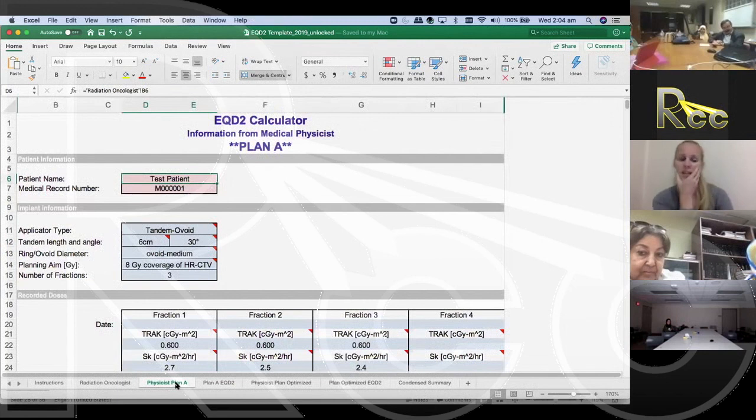So you then go on to the next tab where you've got your plan A. So plan A is your standard plan. So this is your starting point for your treatment plans. So this would be normalizing to point A's, getting a nice pear-shaped dose distribution, and really no optimization that's gone on. So this is just your standard plan.